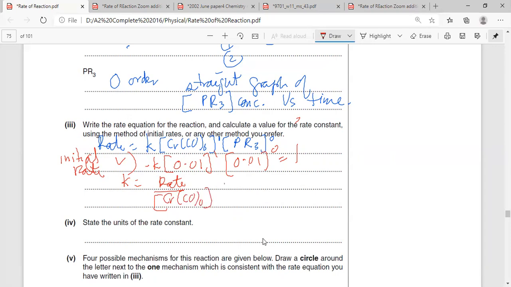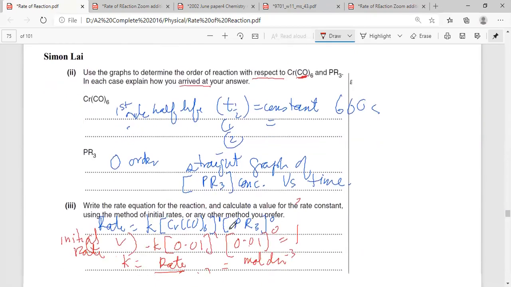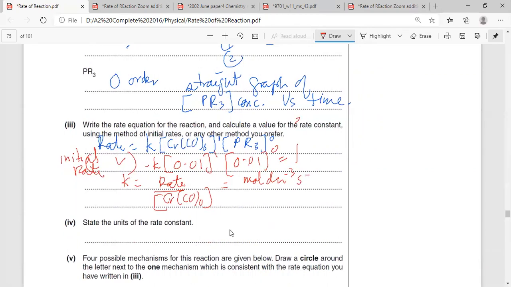So what's the rate? The rate is in mole per dm cube per minute or per second. Okay, per second. Over the constant, which is mole per dm cube.